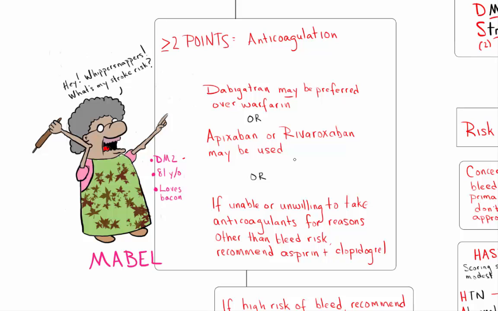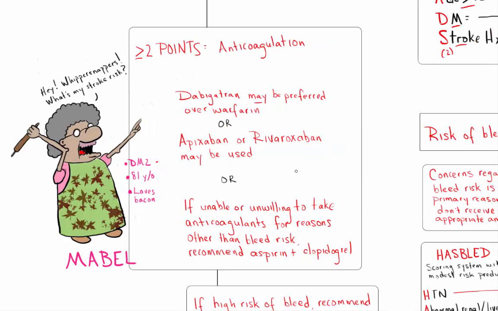Now, in regards to oral anticoagulation choices, dabigatran may be preferred over warfarin for non-valvular Afib, but we'll talk more about this later. Or she could be a candidate to receive either apixaban or rivaroxaban, assuming she has non-valvular Afib. So as an aside, if a patient has valvular Afib, they'll need warfarin since none of the other agents are currently approved for this indication. Now, if she's unable or unwilling to take oral anticoagulation for reasons other than bleed risk, she'll need to take aspirin and Clopidogrel in combination.